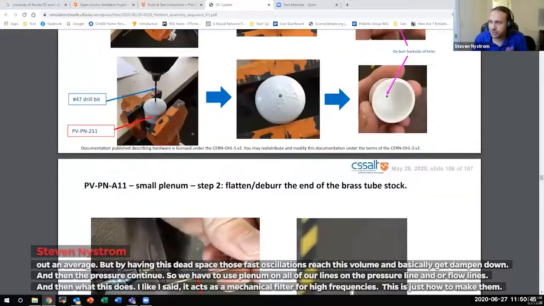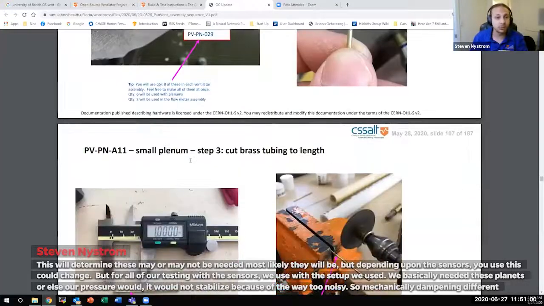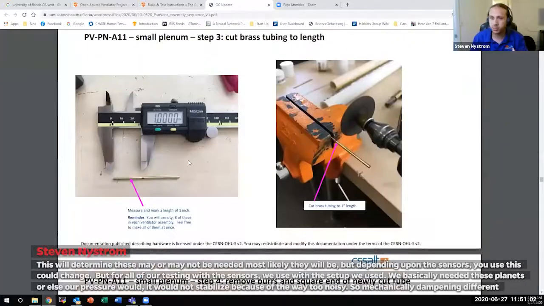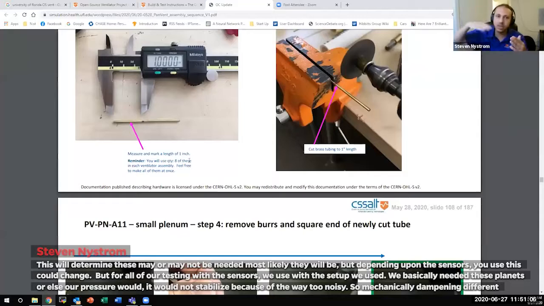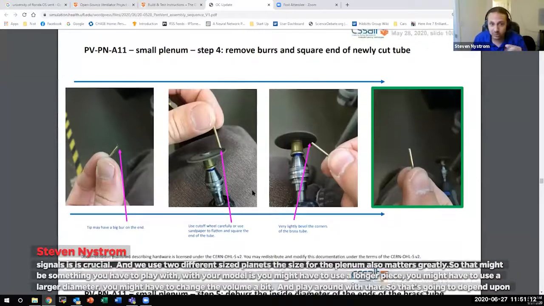This is just how to make them. These may or may not be needed. Most likely they will be, but depending upon the sensors you use, this could change. But for all of our testing with the sensors we use, with the setup we used, we needed these plenums, or else our pressure would not stabilize because it would be way too noisy. So mechanically dampening different signals is crucial.